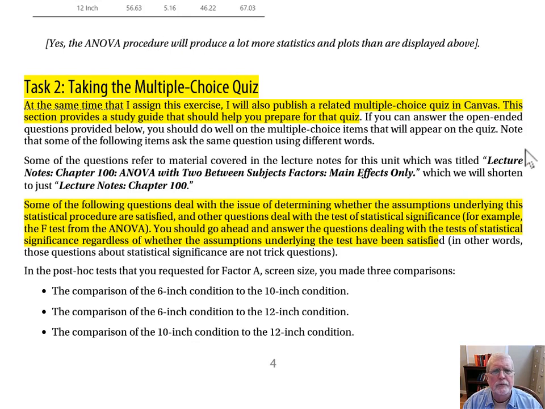Task 2, taking the multiple choice quiz. At the same time I assign this exercise, I'll also publish a related multiple choice quiz in Canvas. This section provides a study guide that should help you prepare for that quiz.